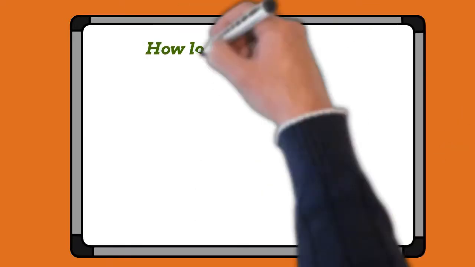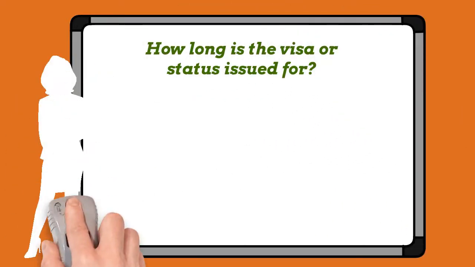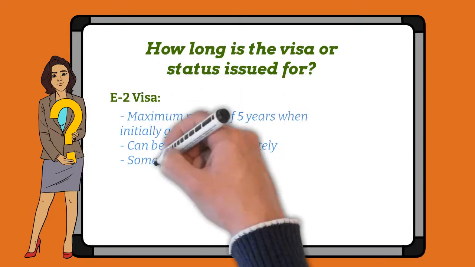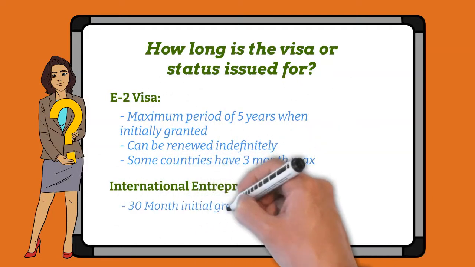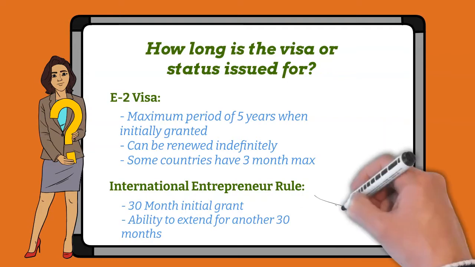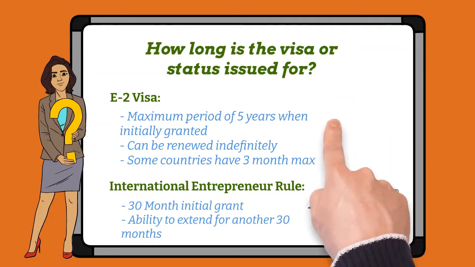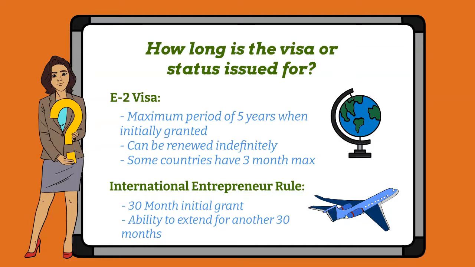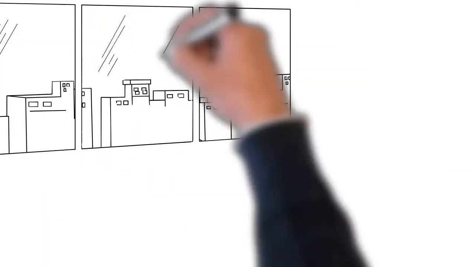How long is the visa or status issued for? The E-2 visa is issued for a maximum period of 5 years when initially granted, but can be renewed indefinitely. For some countries, the maximum visa issuance time is 3 months. The International Entrepreneur Rule has a 30-month initial grant, with the ability to extend for another 30 months, if certain criteria have been met.